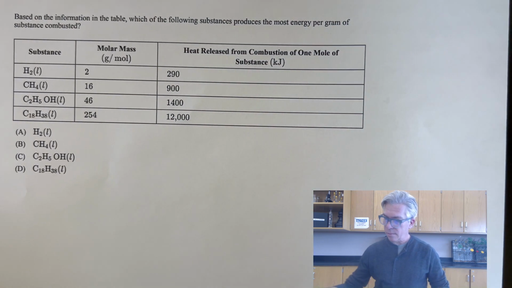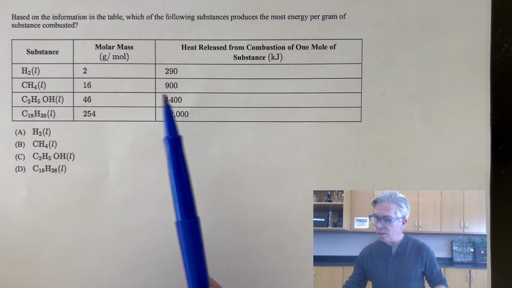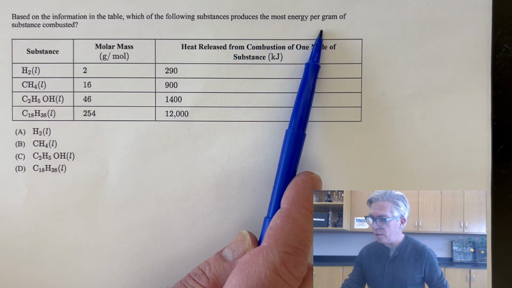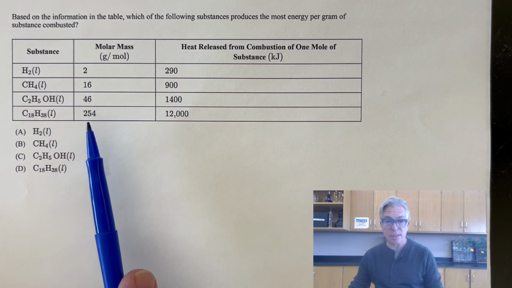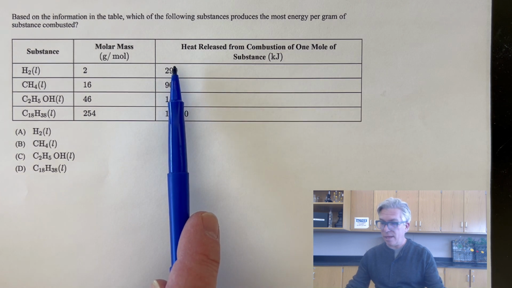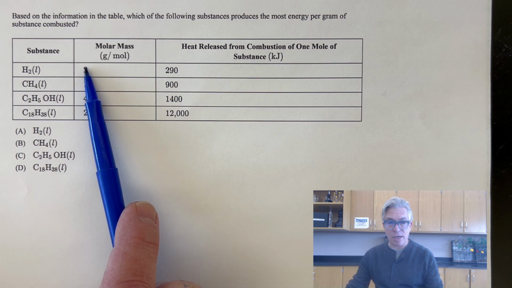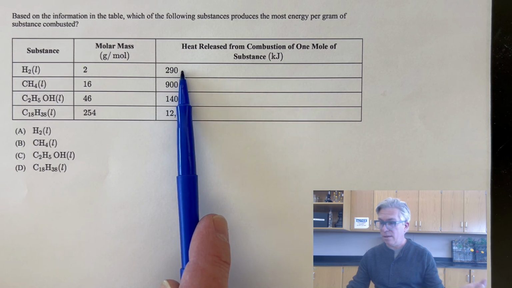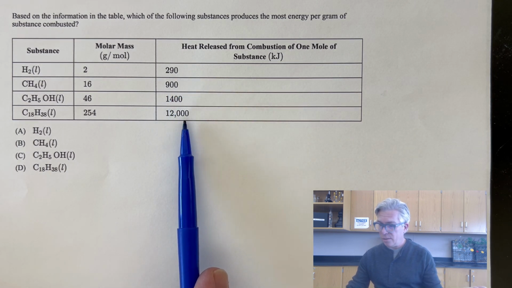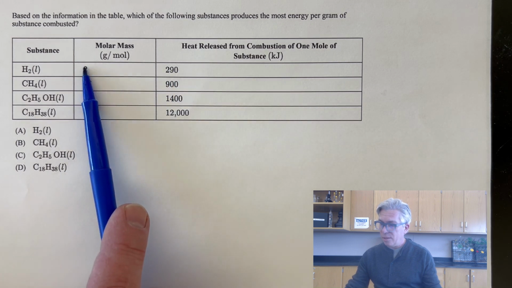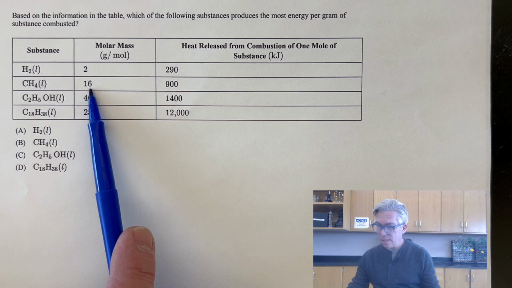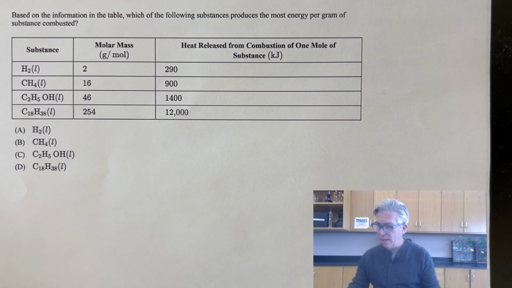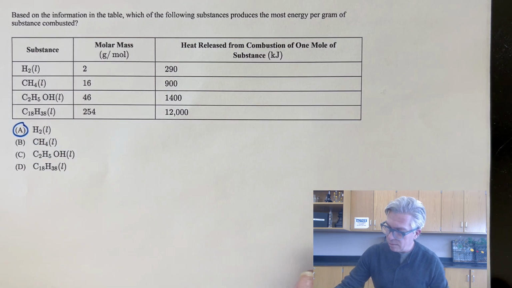kilojoules. All right. Based on the information in the table, which of the following substances produces the most energy per gram of the substances combusted? So I have a bunch of heats and a bunch of grams, and they're saying energy per gram. All I have to do is take the energy divided by the grams and see which one gives me the biggest value. It looks like these are going up slightly. These are going up a lot. 290 divided by 2 is 145. 1900 divided by 16, that's definitely lower than 145. I'm going to do the same thing here. So the one that gives me the most energy per gram is the hydrogen.